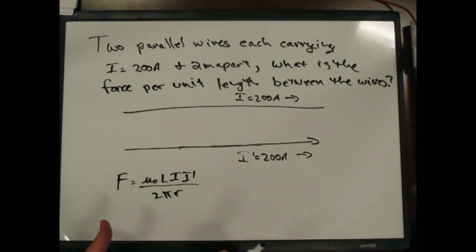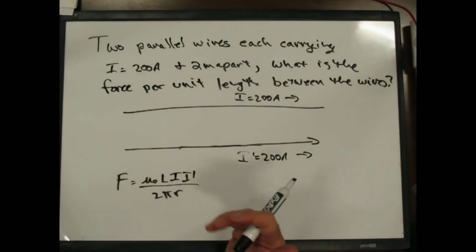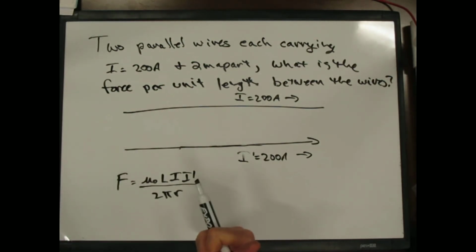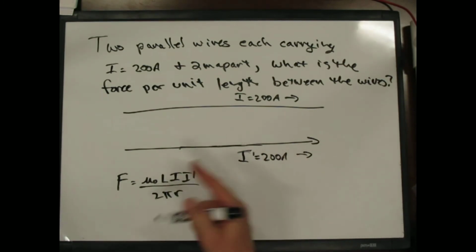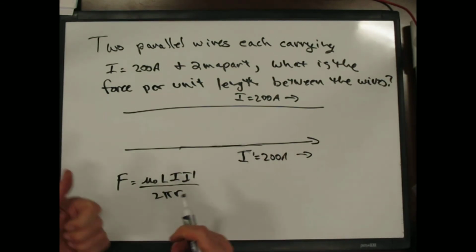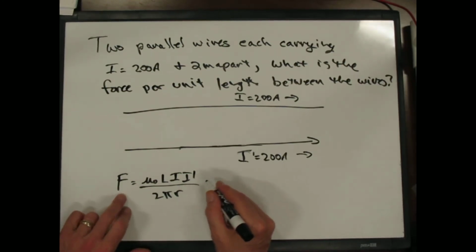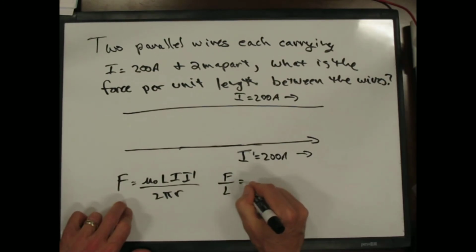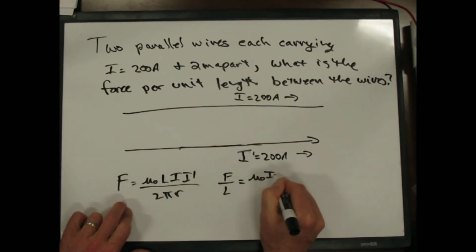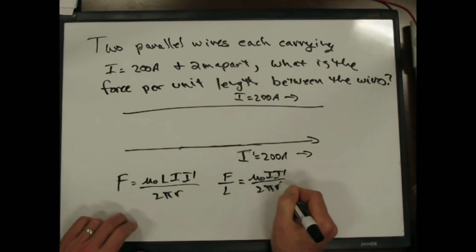You should convince yourself maybe that if they're carrying current in opposite directions, they repel each other. That's just the second right-hand rule. See if you can convince yourself of that. If they carry currents in opposite directions, they repel. If they carry current in the same direction, they attract. But this question is just asking me for the force per unit length, and so they're asking me for F over L, right? And so that's equal to mu naught I prime over 2 pi r, right?